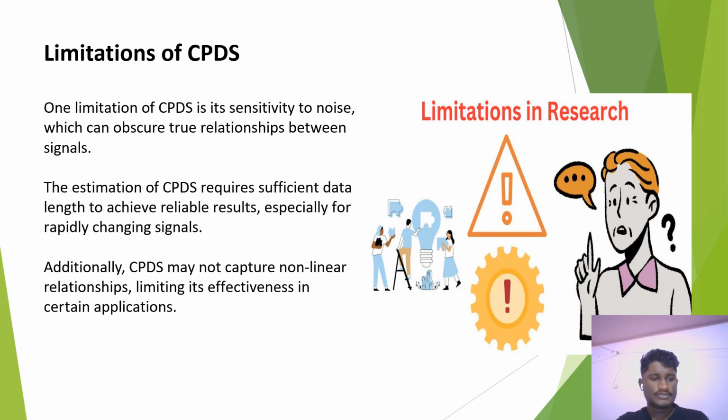And there are some limitations of CPDS. One limitation of CPDS is that it is sensitive to noise, which can obscure relationships between signals. The estimation of CPDS requires sufficient data length to achieve reliable results, especially for rapidly changing signals. Additionally, CPDS may not capture non-linear relationships, limiting its effectiveness in certain applications.